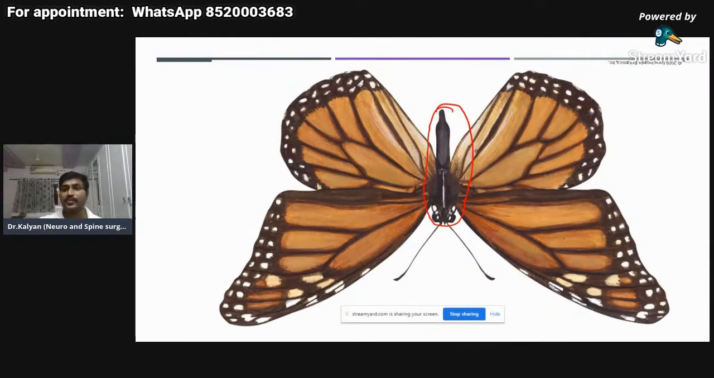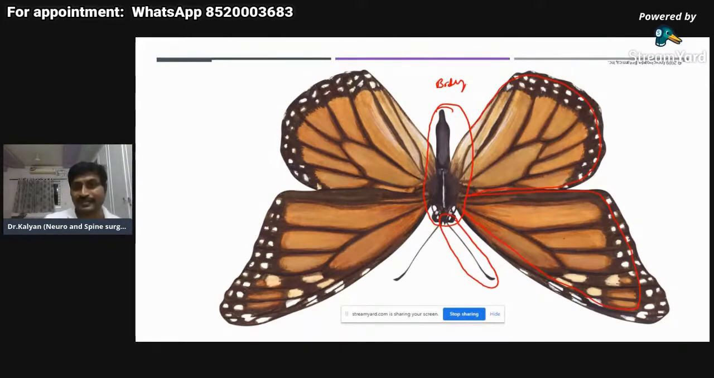From the butterfly, we have three parts. Can you see this one? This is one. This is two. And this one is three. Am I clear? So imagine the cerebellum is just like an inverted butterfly. The cerebellum has a body in between and two wings.